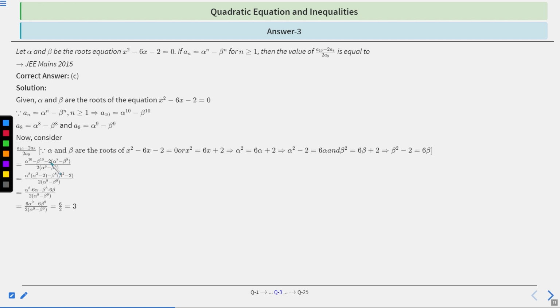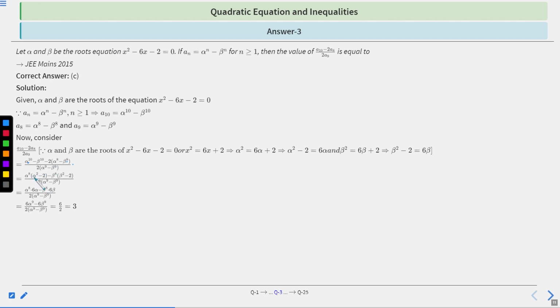So we can put the values of a10, a8 and a9. After putting the values, we get different conditions, right? So, alpha to the power 10 minus beta to the power 10 minus 2 alpha to the power 8 plus 2 beta to the power 8. Now we take alpha to the power 8 as common in alpha to the power 10 minus 2 alpha to the power 8, right?